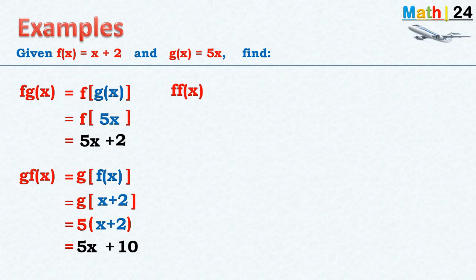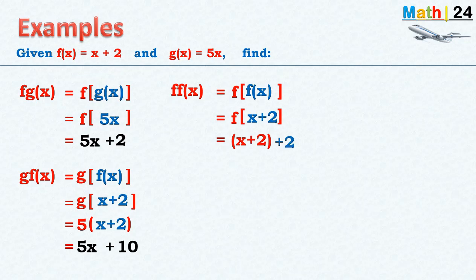Let's take another example, F of F of X. So F of F of X is the same as F of F of X. But the value of F of X is X plus 2. And this will be equal to, please say it with me, X plus 2 plus 2. We know that F of X is X plus 2, but I'm going to replace that X in F of X by X plus 2, and I'll continue with plus 2, as you can see in blue. So simplifying will give us X plus 4.